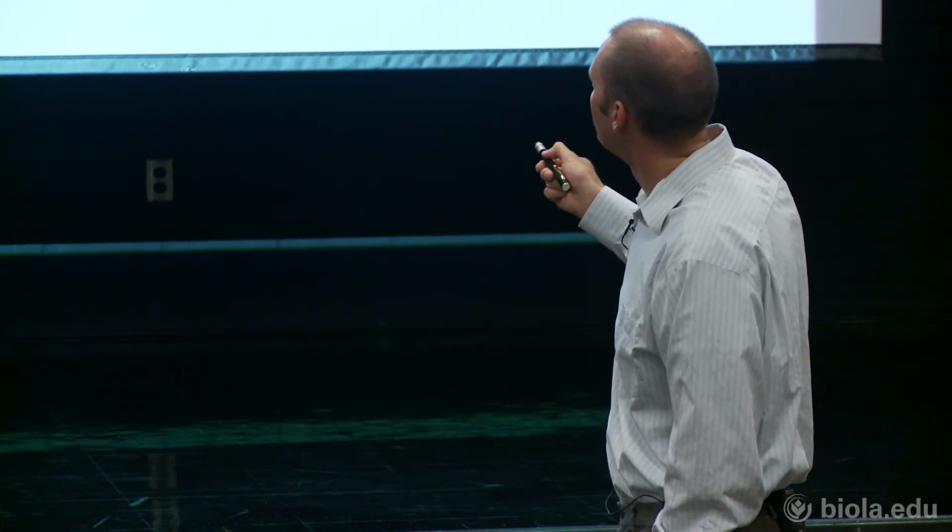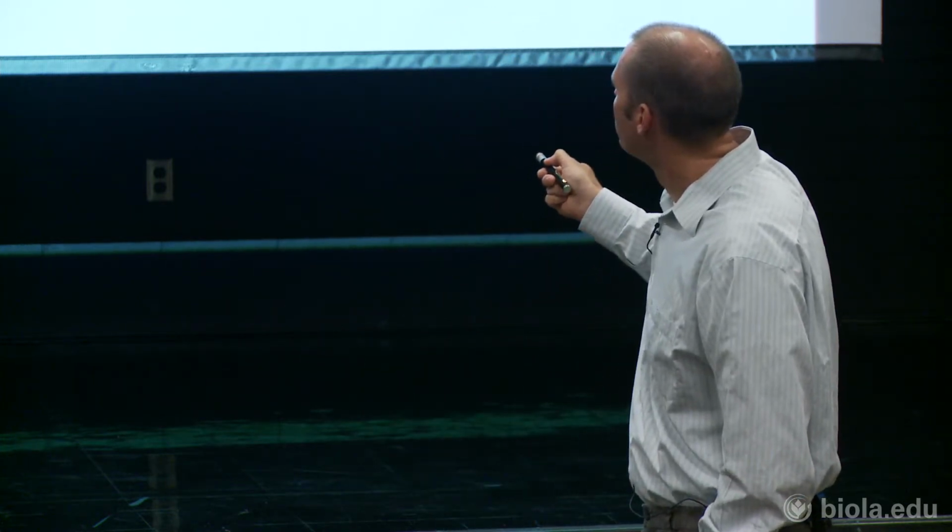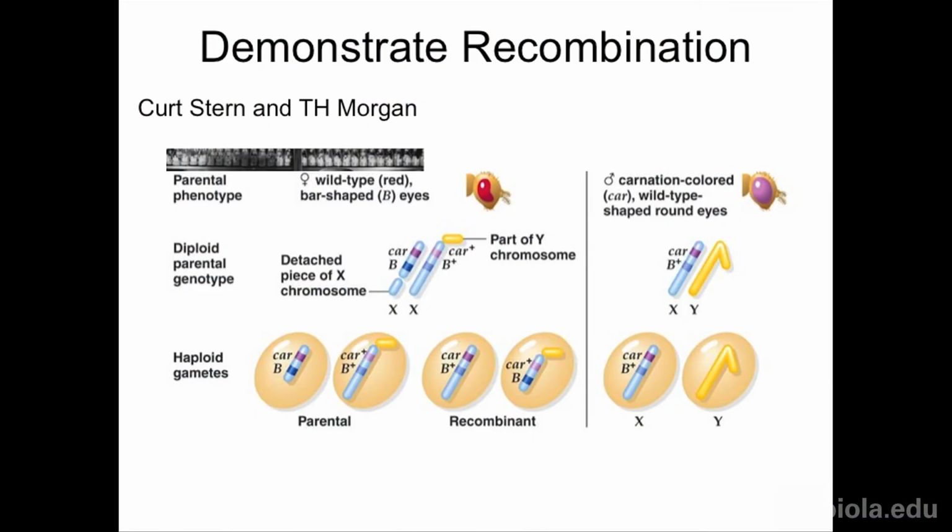What they did is they took a bar-shaped, red-eyed female that had the chromosomal abnormalities. She was heterozygous for the chromosomal abnormalities. So this chromosome that she has is mutant for carnation, mutant for bar-shaped, and is the short chromosome. The other chromosome she has is carnation plus. That's the wild type, so that's dominant, means she's going to have red eyes. B plus, the wild type bar gene, but that one is recessive, so she's going to show the bar phenotype, so she's got a barred eye. And then you've got the extra part of the Y.